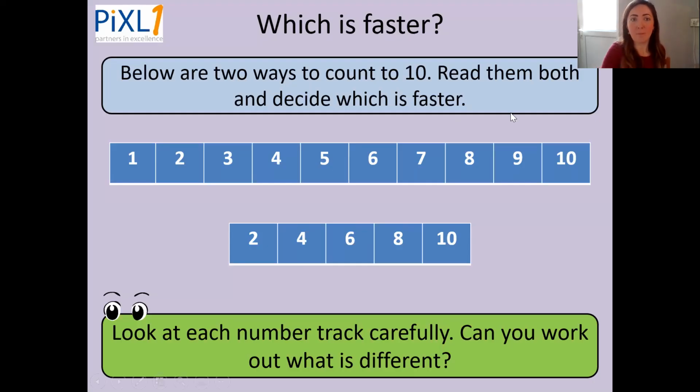Okay, so below in these two number tracks are 2 ways to count to 10. I want you to read them both and decide which is faster. So have a go at that now. Okay, so which do you think is faster? I think definitely this number track was a faster way to count to 10. Now look at them carefully. Can you work out what is different?